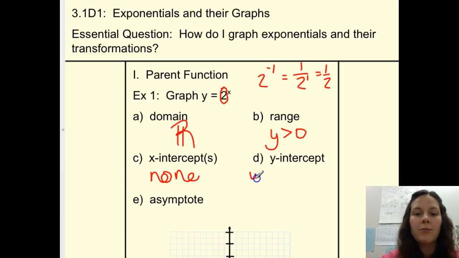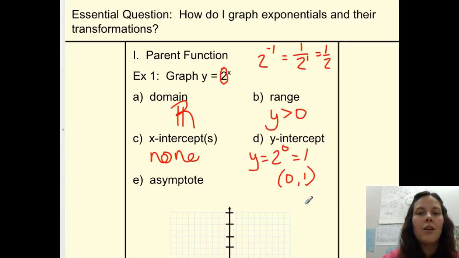Y-intercept is what happens when you substitute 0 for x. So 2 to the 0 power gives us 1. So our y-intercept is (0, 1). And exponential functions have an asymptote. Remember, that is a line that the graph approaches but does not cross. For the parent function of all exponentials, the asymptote is at y equals 0.